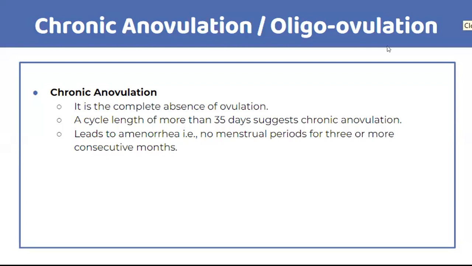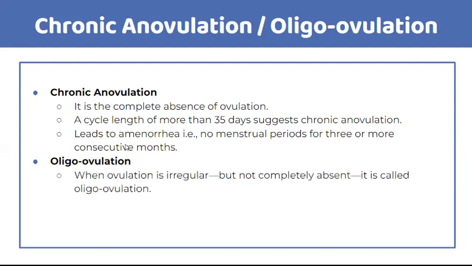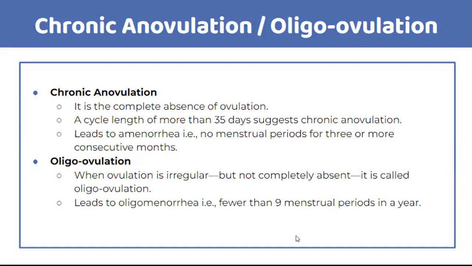You would be able to see this in your clients, and you would be able to ask them: okay, if you're skipping your periods, when is the last time you had your periods, and how long have you not had any periods? Oligo-ovulation. Oligo-ovulation is just a small variation of chronic anovulation. Oligo-ovulation is when ovulation is irregular but not absent. If you're having fewer than 9 menstruations in a year, then that would be called oligomenorrhea.